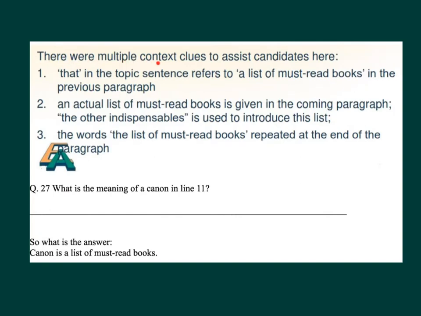There are multiple context clues to assist candidates here. First, that in the topic sentence refers to a list of must-read books in the previous paragraph. Second, an actual list of must-read books is given in the coming paragraph. The other indispensables is used to introduce this list. Third, the words the list of must-read books are repeated at the end of the paragraph. Q27. What's the meaning of canon in paragraph 3? So what's the answer? Canon is a list of must-read books.